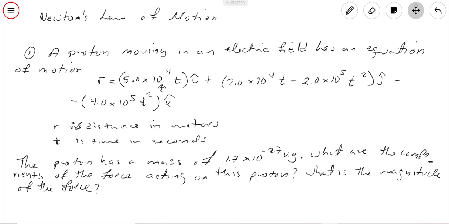Alright, students, let us solve some problems of dynamics. In this case, explaining problems related to Newton's laws of motion.